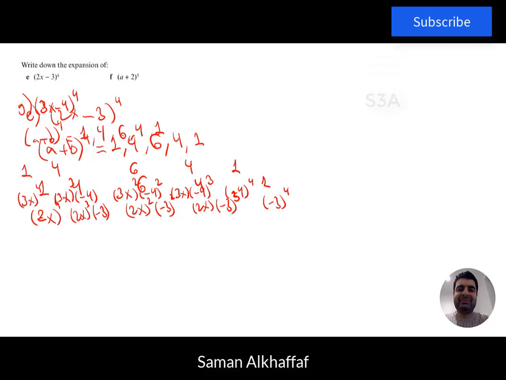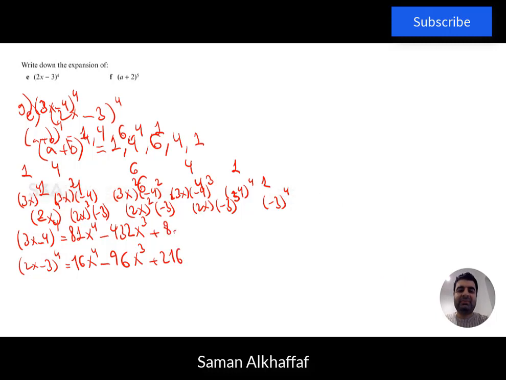So for us to simplify this expression, (2x - 3) to the power 4 would give us 16x to the power 4, take away 96x cubed, plus 216x squared, minus 216x, plus 81, and this will be our answer.